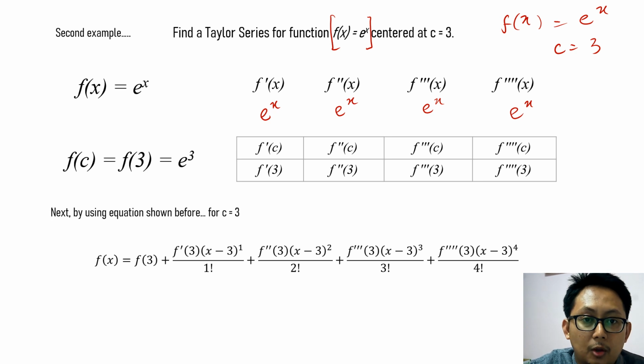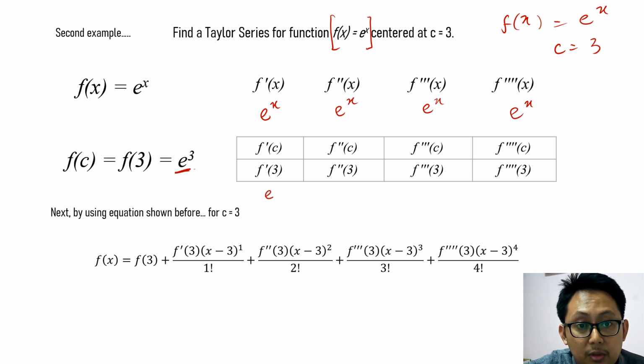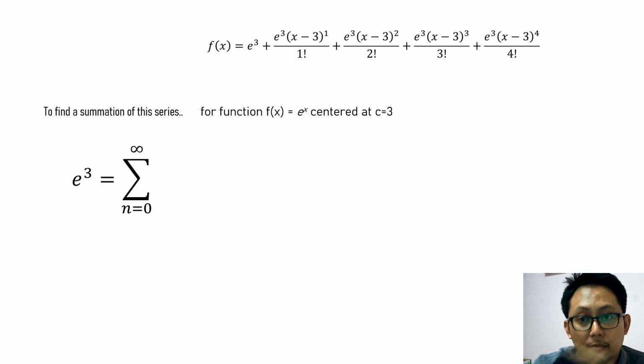And then we change x to c, where c is equal to 3, so the value for e to the x is e to the 3 here. So everything is e to the 3. We can replace everything here with e to the 3. This equation is from the Taylor equation, where we already substituted c with 3 to make it easier for us to calculate. So this is the series for the exponential x.